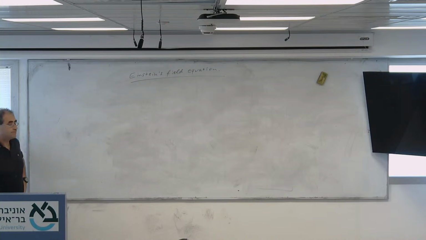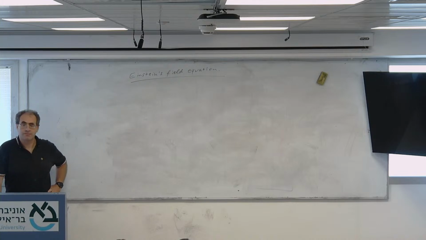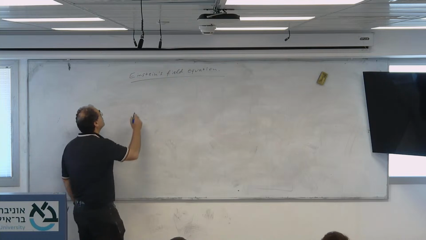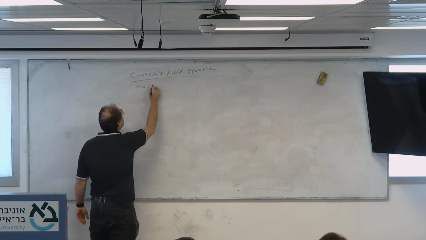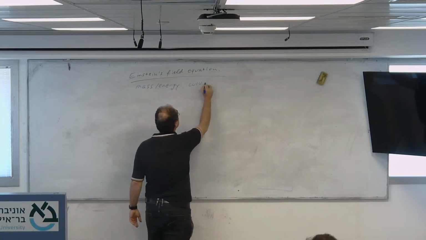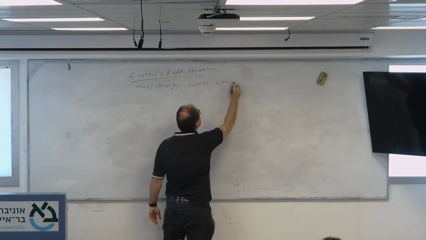The basic idea, this is the ingenuity of Einstein: the existence of mass or energy, E equals mc squared, curves space-time. Space-time is not flat, it's curved, and the thing that curves it is mass and energy.